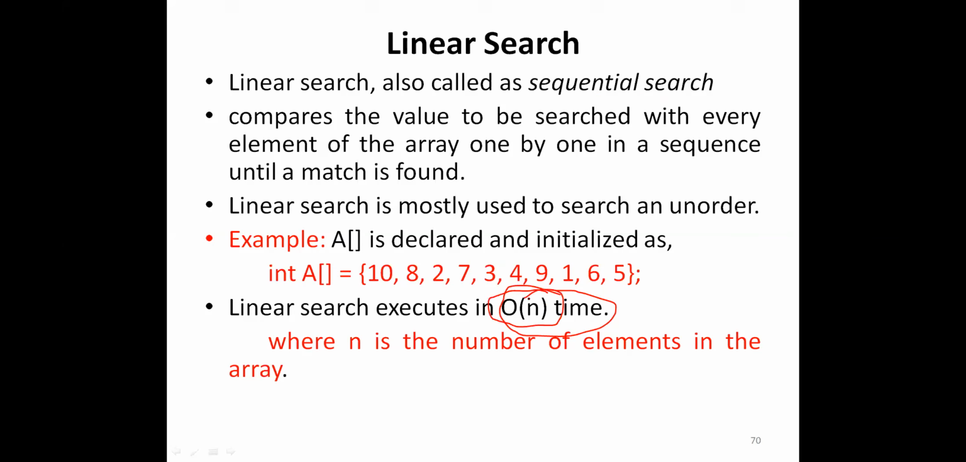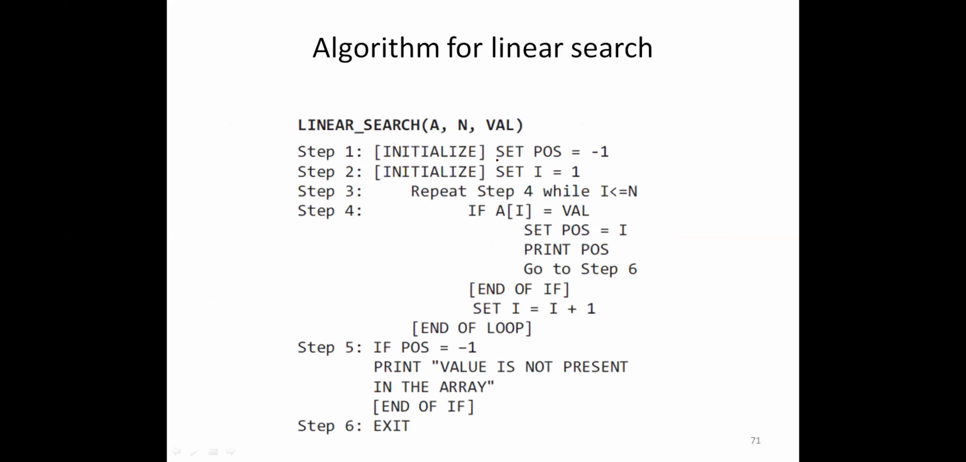Okay, so we have seen order of n, order of log n. In case of order of log n, next we'll see the binary search. Binary search will take order of log n time to find an element in the array. Okay, fine. So you will choose the linear search technique if the elements are in unordered fashion. This is the basic algorithm for the linear search.